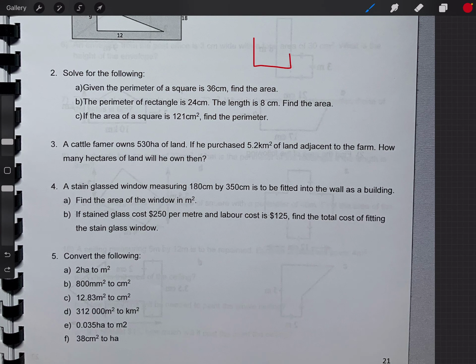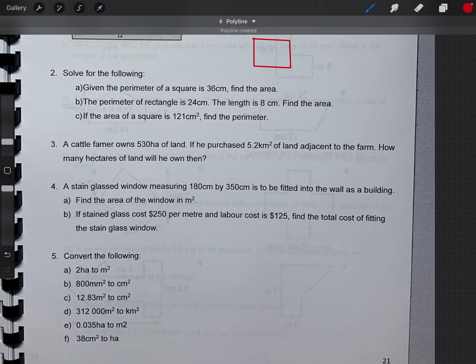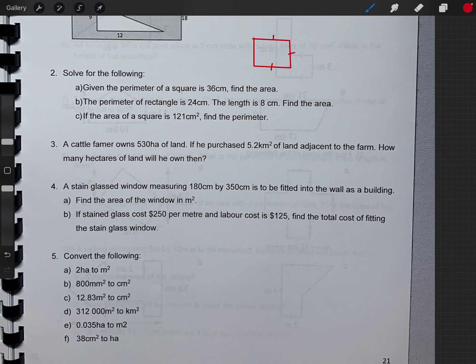So here's a square. This is the perimeter. The perimeter of a square is 36, so that means we do 36 divided by 4, and that gives us 9. So that tells us that the side length is 9. Perimeter just means all the outside added together. 9 plus 9 plus 9 plus 9 is 36. So therefore each side must be 9. Okay. Find the area. Area is 9 times 9, and the answer is 81 centimeters squared.